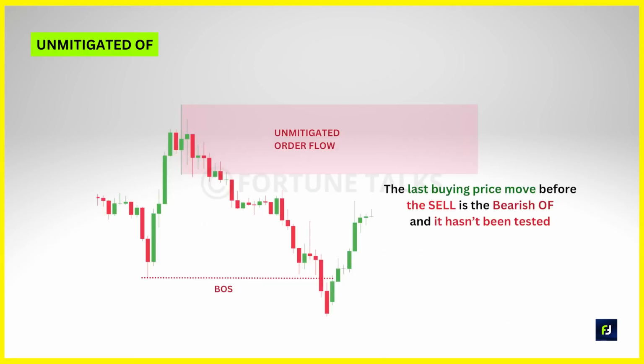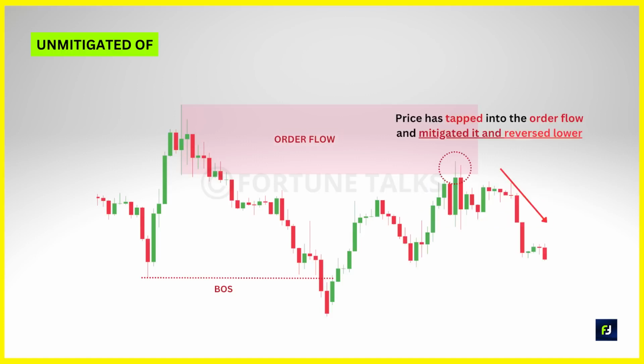Similarly, if we spot a bearish order flow in a bearish market structure and the order flow is not tested or mitigated by price, then this is an unmitigated order flow zone, which could be a potential area of interest for a price reversal in the future. Now keep in mind that even the wicks projecting into an order flow zone mitigate it. So the tiniest of tiny details matter.